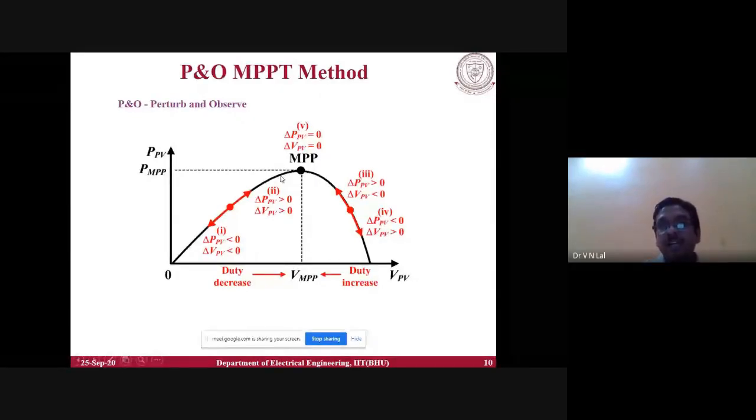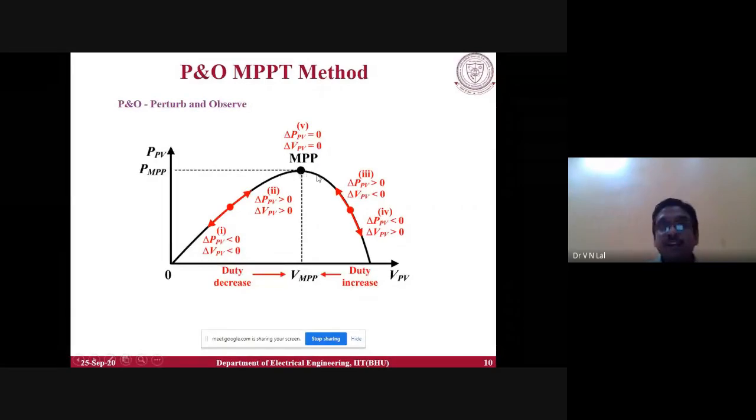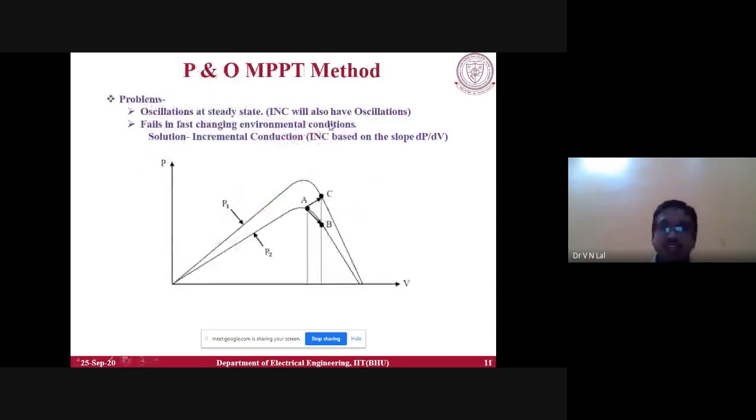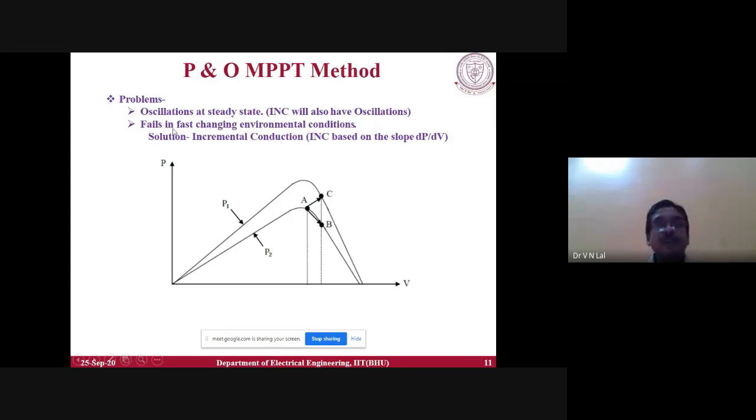So finally, what will happen? It will oscillate at this MPP point. It will not be fixed at this point, and that oscillation will depend upon the step change of voltage given. So there is a problem with P&O, that is oscillation in steady state. Another basic method which we have mentioned is INC, incremental conductance, which also has oscillation. It will not remove that oscillation at steady state condition. Another problem is that the P&O method will fail in fast changing environmental conditions.